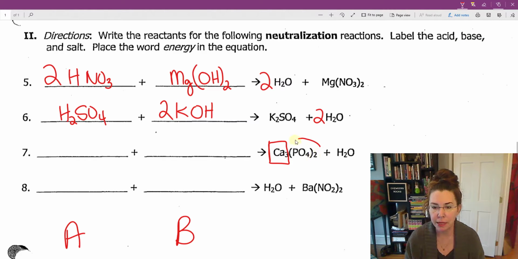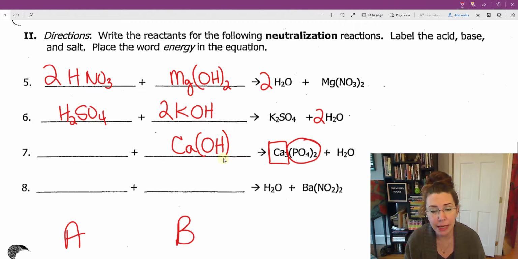It's going to go with our base. Here's our phosphate that's going to go with our acid. Okay, we're going to think of our water as HOH. We're going to attach that OH to our calcium hydroxide to make our base. But we can't stop because calcium has a charge of +2. It's from group 2. So that means I need 2 hydroxides.